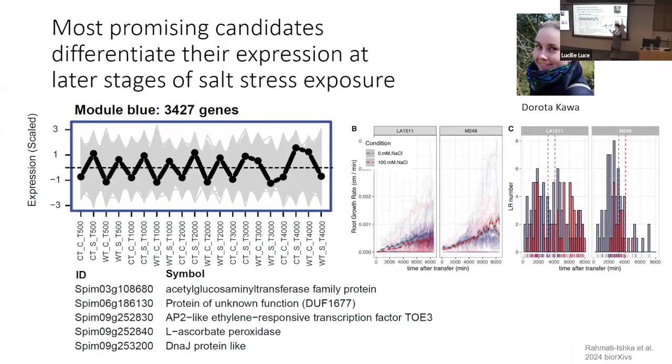Two other things that we found are described as an ethylene responsive transcription factor, TO3, and ascorbate peroxidase, so basically vitamin C peroxidase, so having something to do with reactive oxygen species.